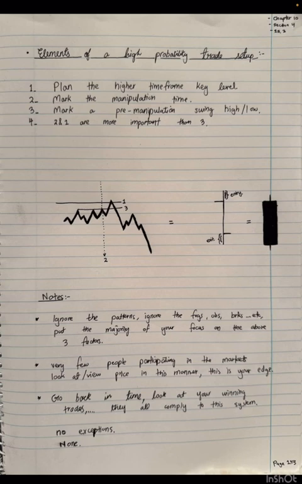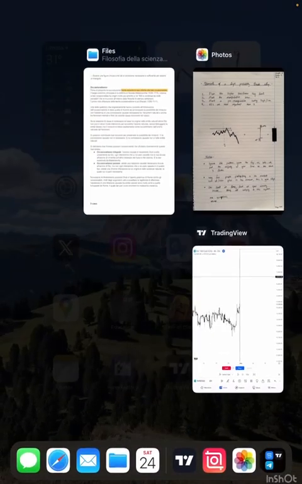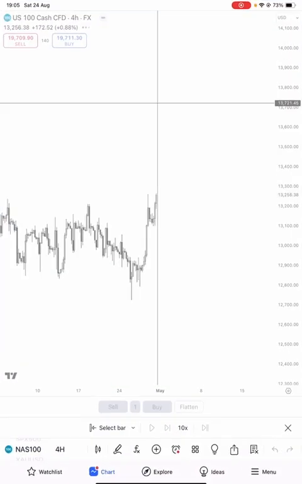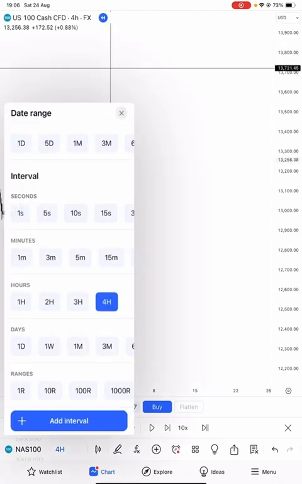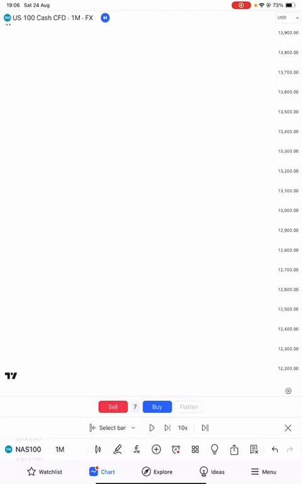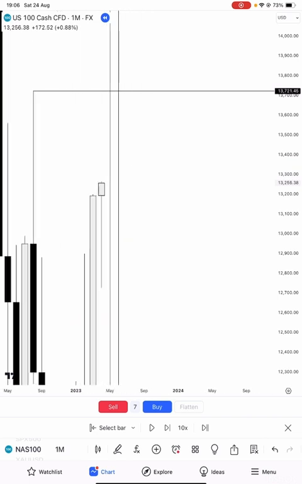So, as you know, the 3-step to high probability trading is GEMS. This is basically my approach. So plan, direct, time frame, key level. Once you have the bias, mark the manipulation time, mark a pre-manipulation swing high or low, liquidity pool. So I will break this down.